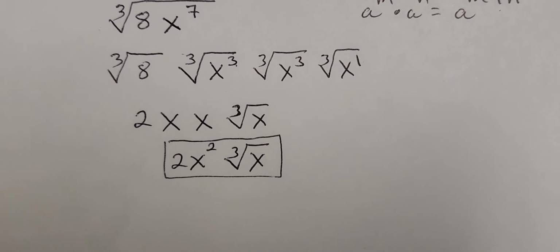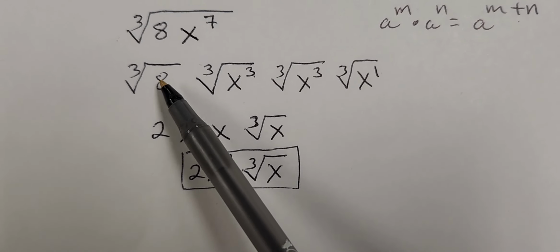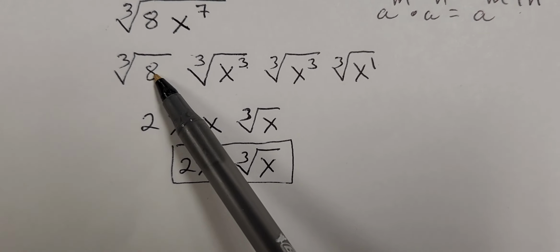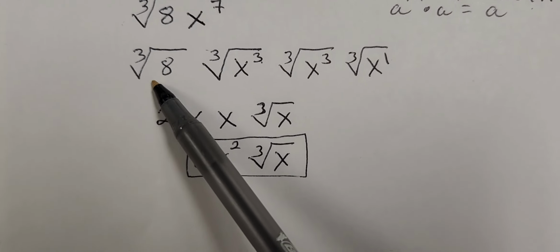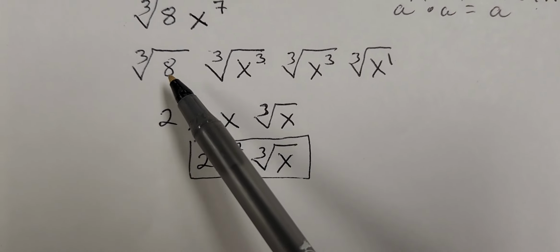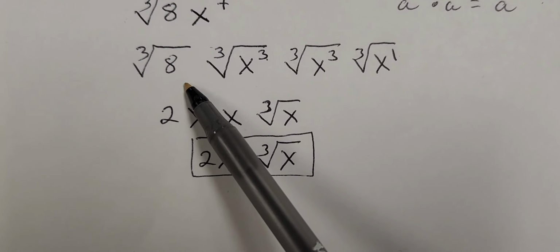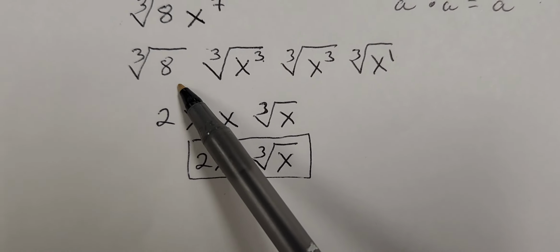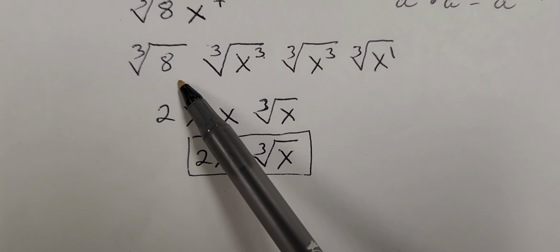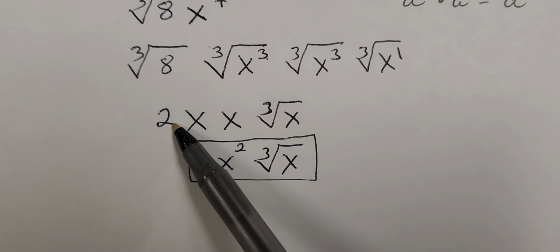Again, why is it 2? Because this right here is 3 of 2's. There are 3 2's. Okay, so again, 2 times 2 gives me 4. 4 times 2 gives me 8. So I have 3 2's, a group of 3 2's. Okay, so cube root of 8 will give me this 2.